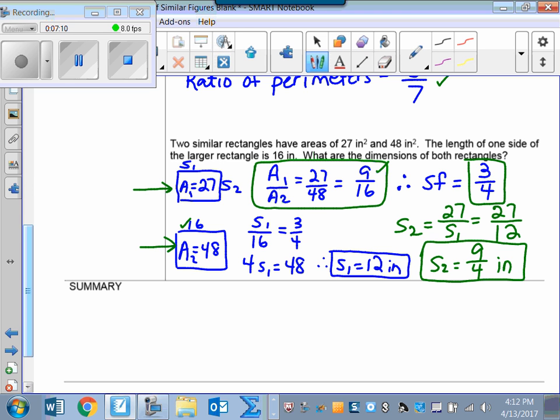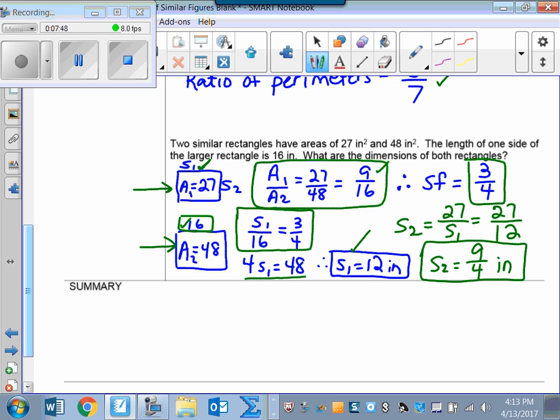Okay, so then I know that this side here is 16 inches, so I labeled the corresponding side in the top rectangle S1. So I set up this proportion. S1 over 16 is 3 over 4, because that's the scale factor. So then I just cross multiplied. I could have switched my extremes, but these were small numbers, so I didn't do that. When I took the cross product, I got 4 times S1 is 48. Therefore, S1 has to be 12.